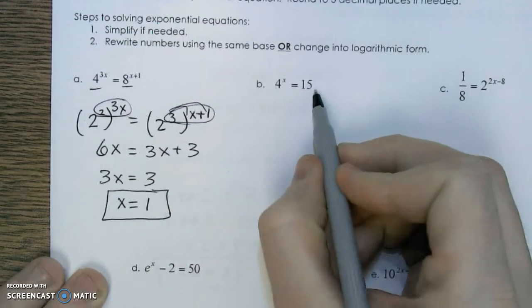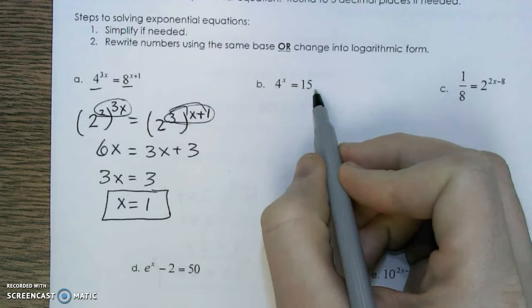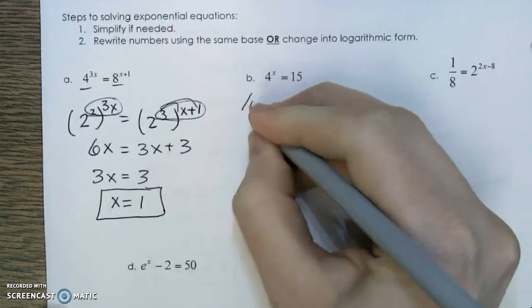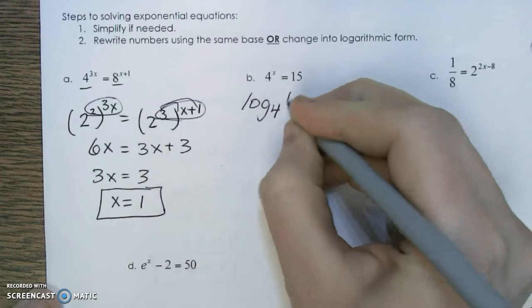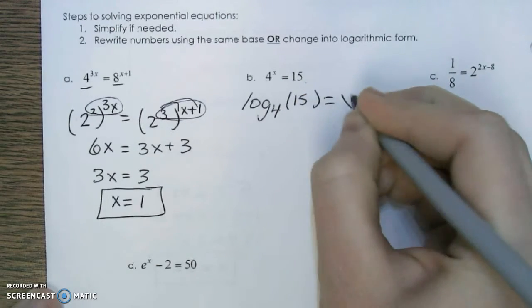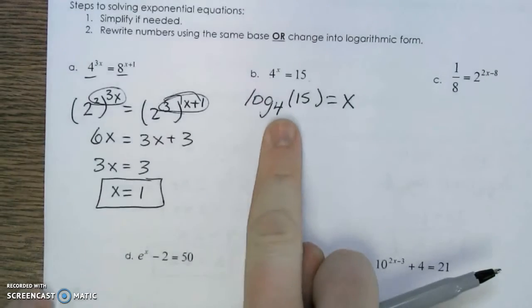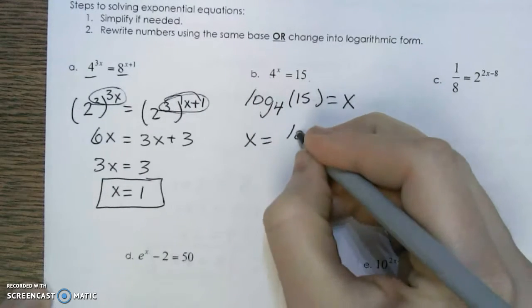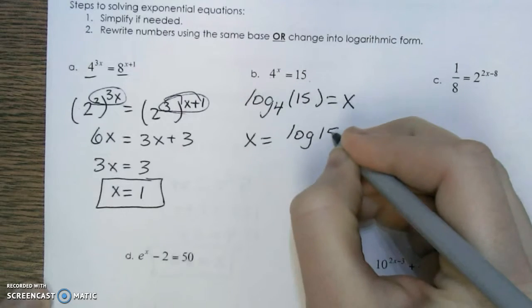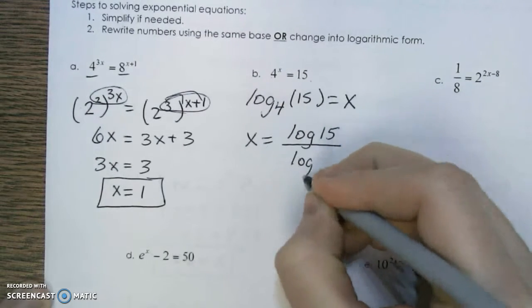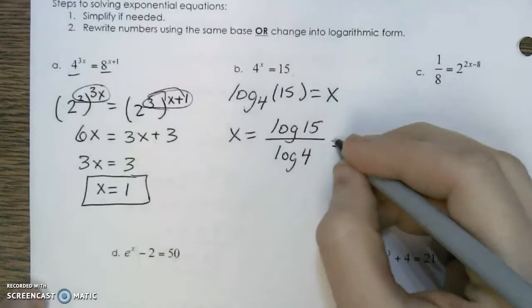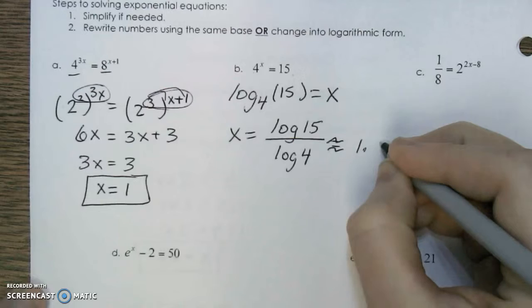With 4 and 15, there is no way to get those to be the same base. So we are going to change this into a logarithm. So change it into logarithmic form by doing log base 4 of 15 equals x. And some calculators won't do that. So what you'll do is use the change of base formula, and you'll do log base 10 of 15 divided by log base 10 of 4. And on the calculator, you get approximately 1.953.